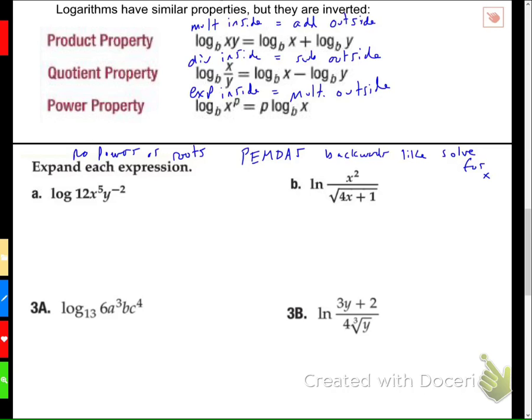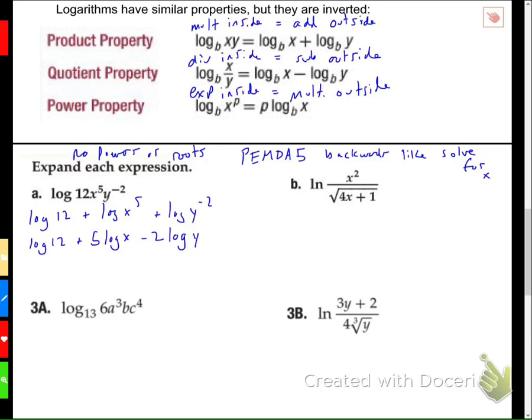So we'll start with multiplication. Okay, start with multiplication, and we'll split it up. Log of 12 plus log of x to the 5th plus log of y to the negative 2. Okay, so once we've split up all the factors, all the things being multiplied together, then we can bring the powers down. Okay, so log of 12 just stays the same. That's just a number. Plus, bring down the 5. 5 log of x, and then bring down the minus 2. Minus 2 log of y.